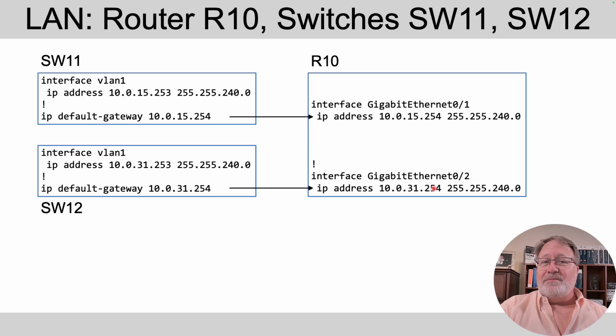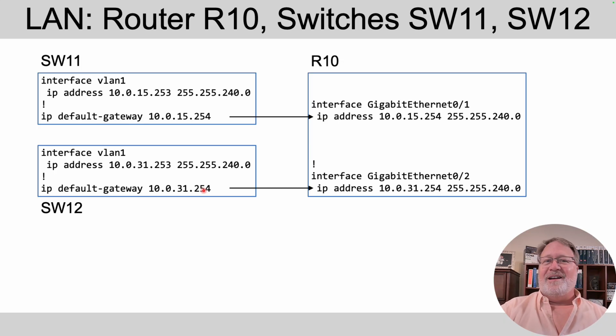Then on the switches, they both need to point to a default gateway that is that router's address. So as you notice here on switch 11, IP default gateway as a global command that refers to the router IP address. So I'm just using the arrow line to emphasize that's the address it's referring to. And likewise, the default gateway pointing to R10's gig0/2 interface address, 10.0.31.254.